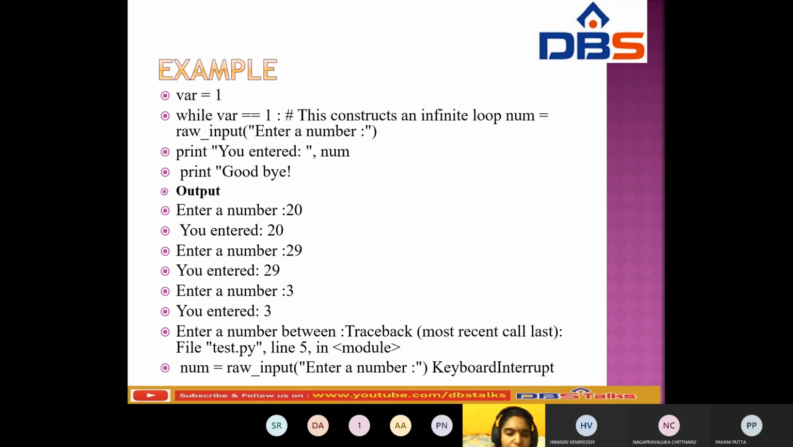Next, in this line, when this condition is false, only at that time do you print goodbye. While var == 1, this condition never becomes false here. Only when this condition is false do you print goodbye. That is the example program for an infinite loop.